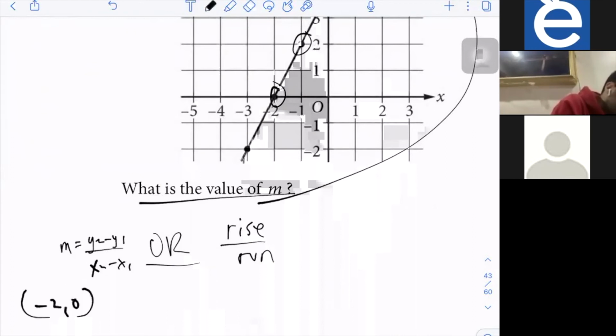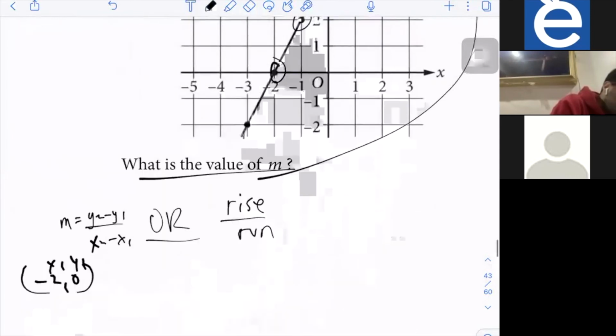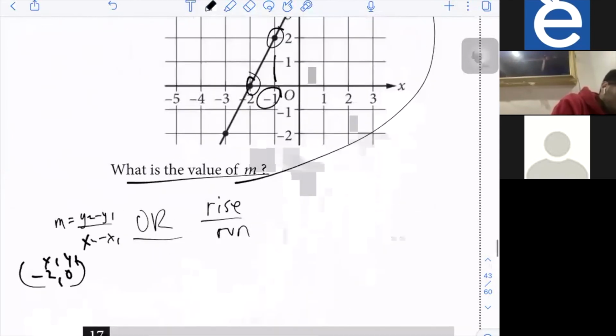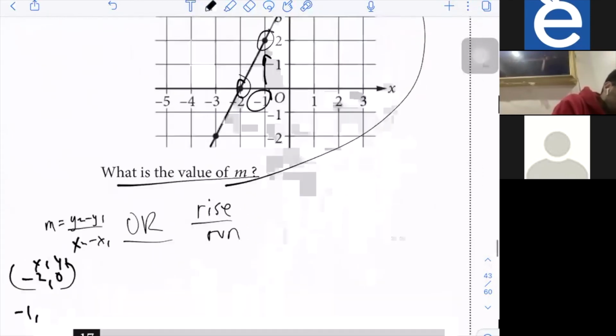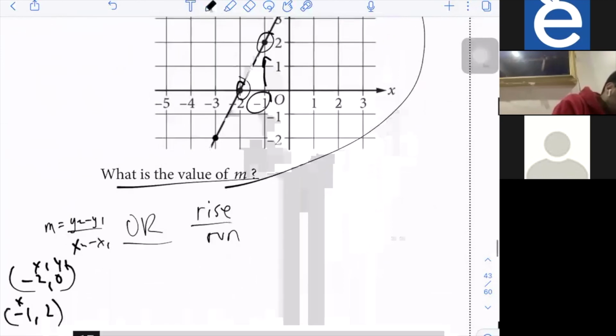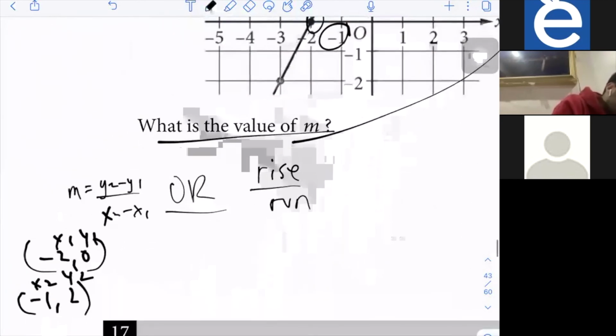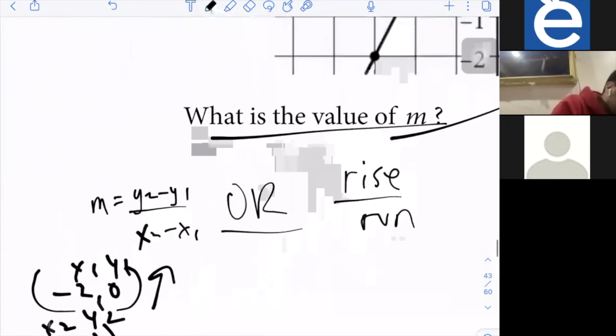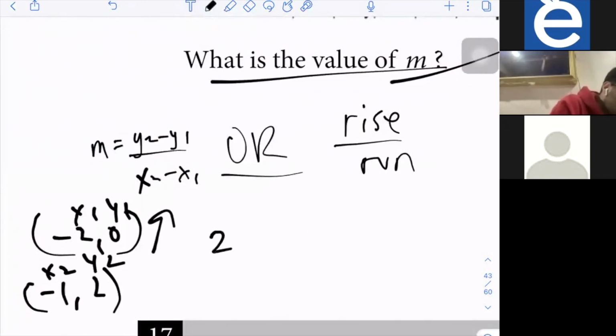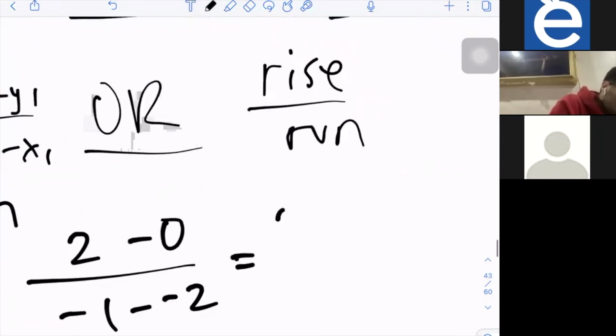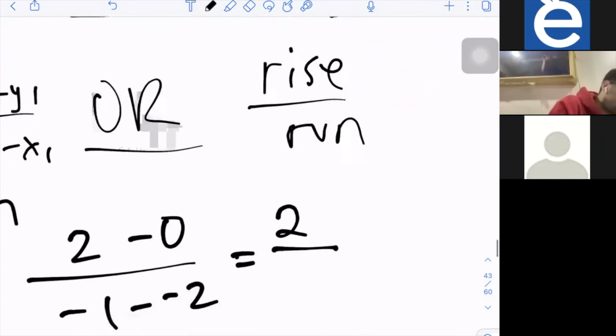-2, 0 as x1, y1. And then we have here -1, 2 as x2, y2. So we would use this formula right here, which is y2 minus y1 over x2 minus x1. We get 2 minus 0 over -1 minus the -2, which you would get 2 over negative 1. The double negative becomes positive.